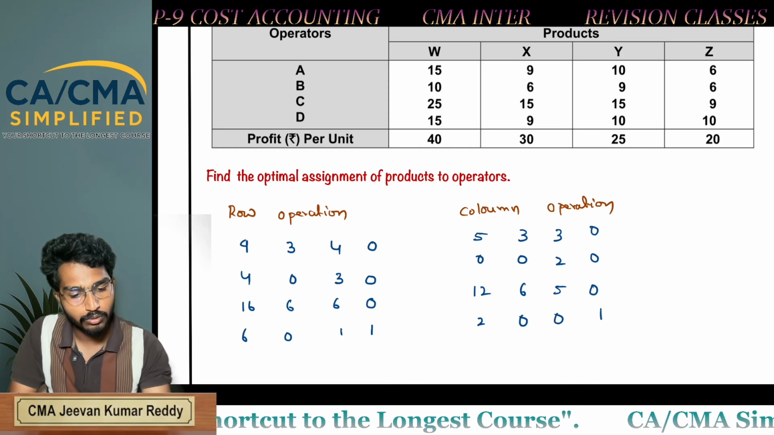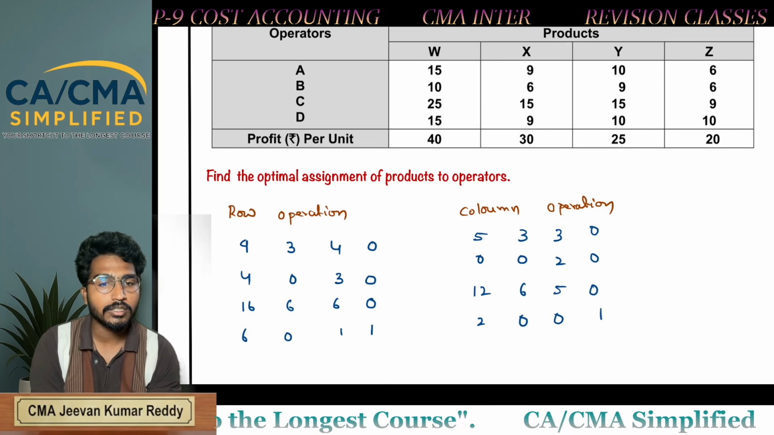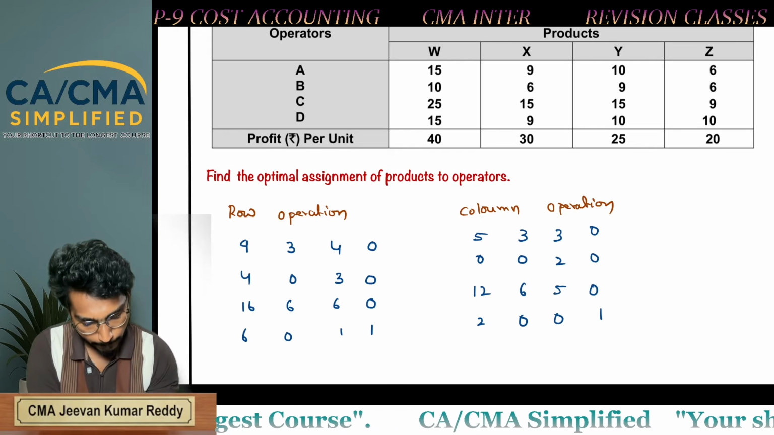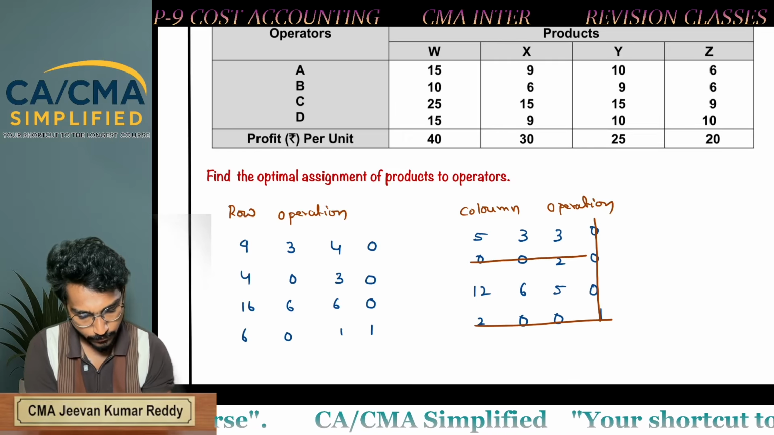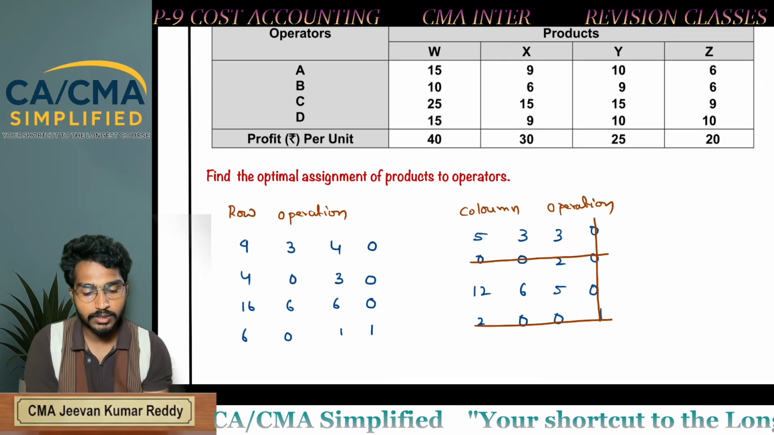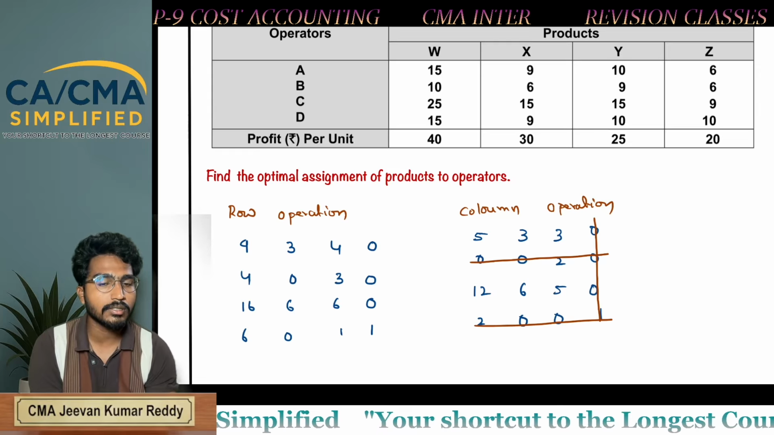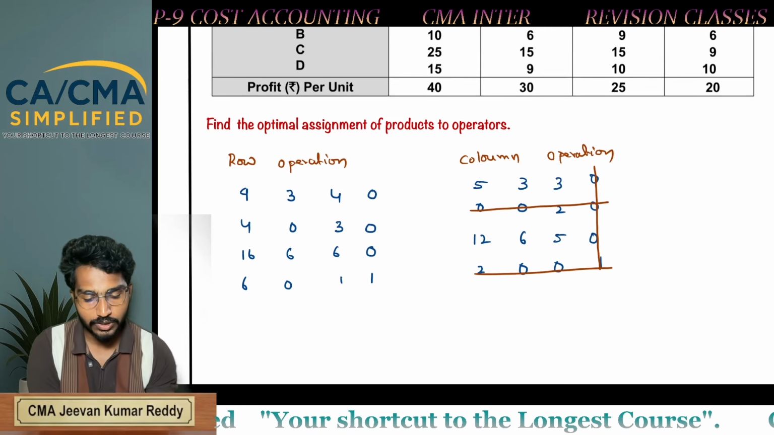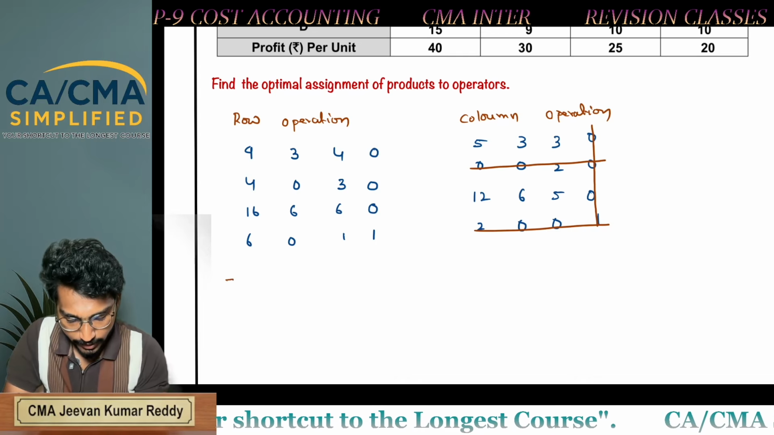Next we have to do optimality test. Before doing the optimal test, we need to draw lines. The lines must cover all zeros and the lines must be possible minimum. 1, 2, 3. Here lines are only 1, 2, 3. The problem is said to be not optimal because the number of lines is not equal to the number of rows or columns. Next, improved matrix.